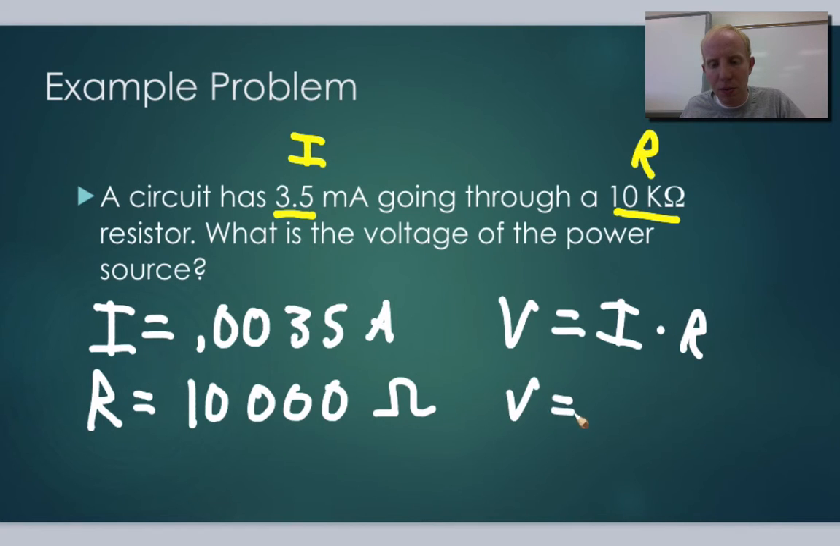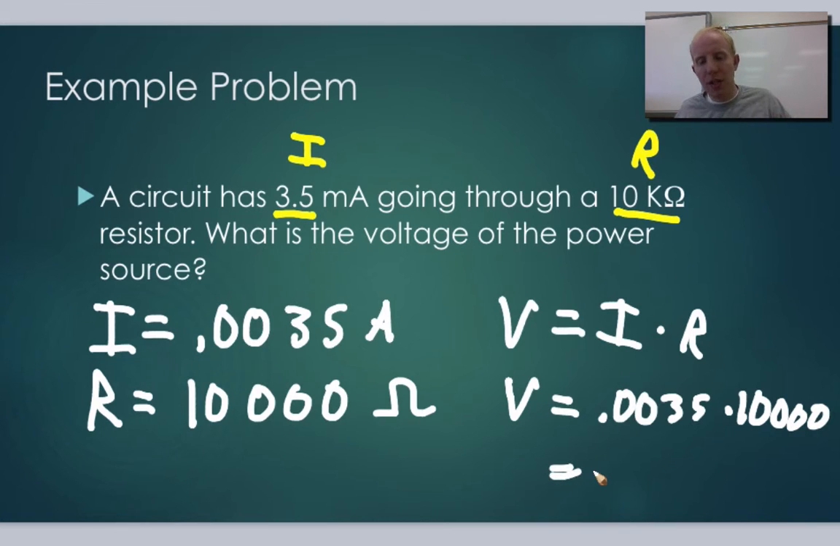So the voltage equals 0.0035 times 10,000. And that gives us, when we put it on the calculator, that this was a 35 volt power source, which is pretty high. But there you go. So that's 35 volts across that circuit.